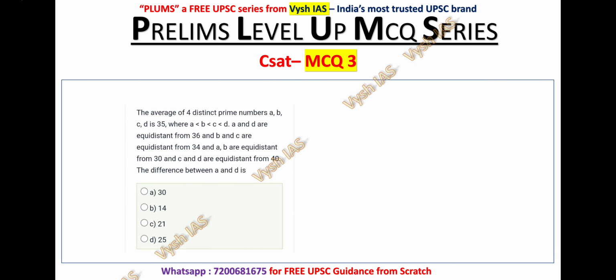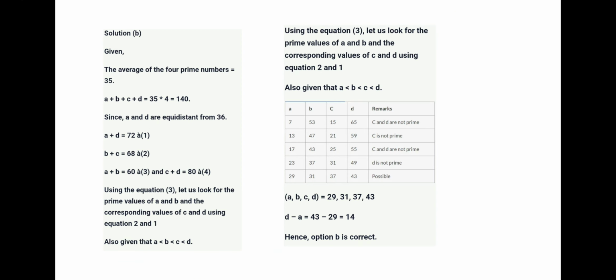Again, I'm telling you that you need to have conceptual clarity and carefully observe the question. As per the question, they have given the average of the 4 numbers A, B, C, D, such that A, B, C, D are prime, is 35. So if the average of 4 numbers is 35, A plus B plus C plus D will become 35 into 4, that is 140. And as per the question, A and D are equidistant from 36.